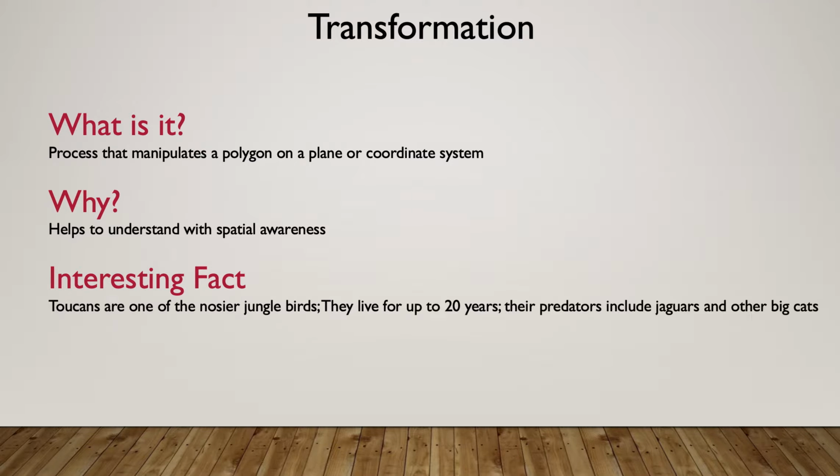Interesting fact, toucans are one of the noisier jungle birds. They live for up to 20 years. Their predators include jaguars and other big cats.